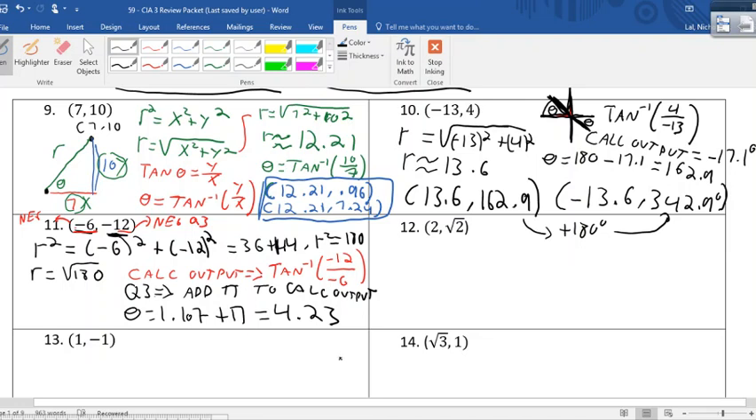So for polar coordinates, now that we found theta values, we can have two polar coordinates: the square root of 180 and 4.23, or negative the square root of 180 and 1.107.